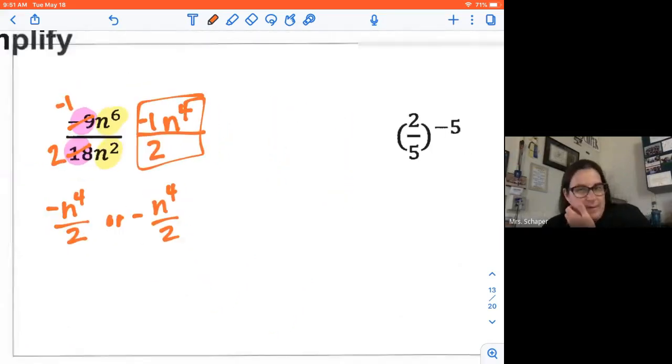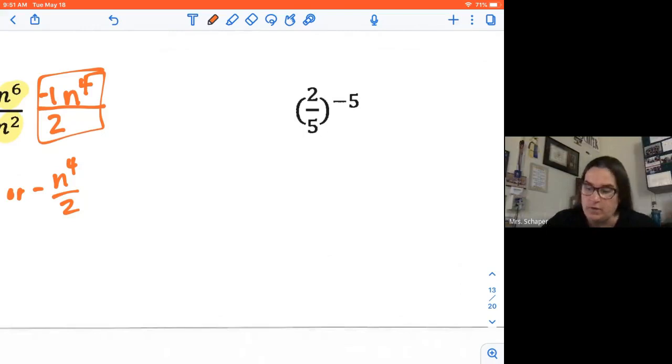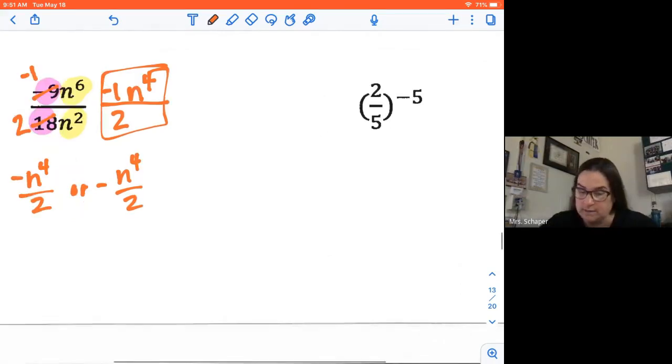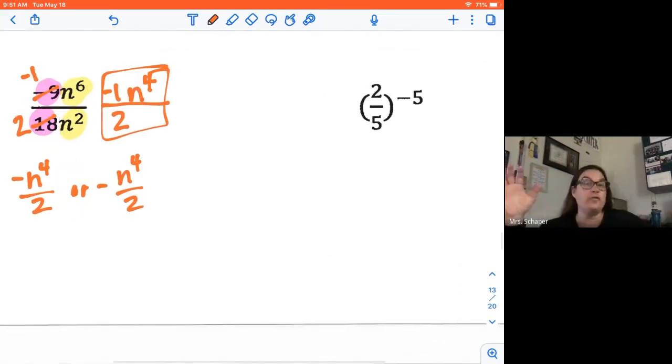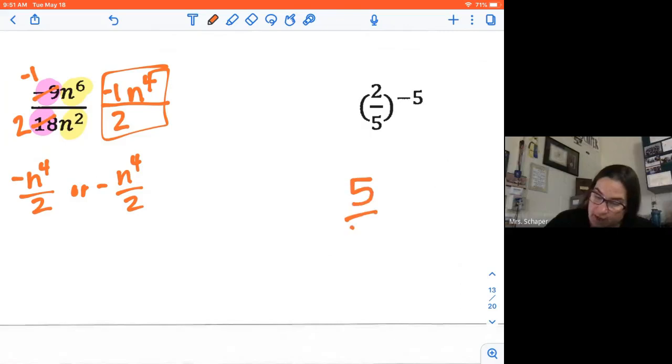Here's a new one that you maybe haven't seen before. When you have a negative exponent, but this is a negative exponent of a fraction. So this is a little bit different than what we talked about. So to make this exponent positive, I'm going to take this fraction and I'm going to flip it. I'm going to find its reciprocal. So it becomes 5/2 to the 5th power.